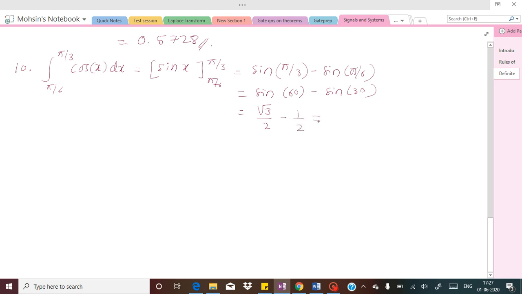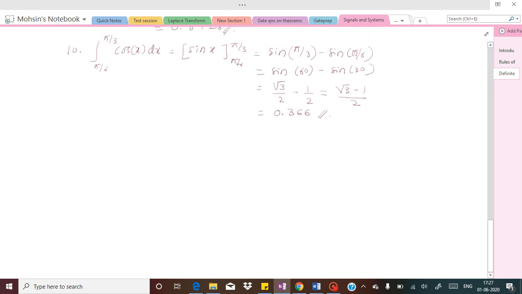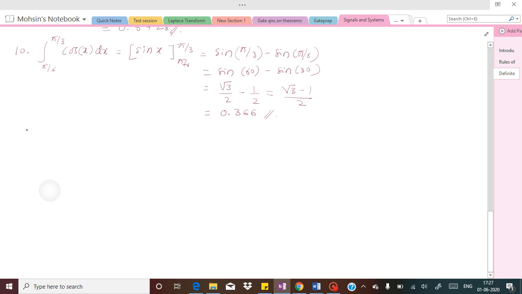Okay, so this is going to be equal to (root 3 minus 1) divided by 2. If I convert that into decimal value, it is going to be equal to 0.366. Okay, so similar to this, let me take another example here.